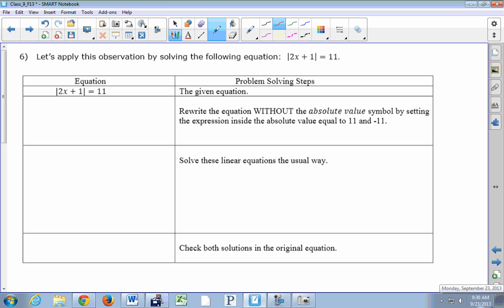I always call this the stuff, like we're stuffing a turkey. Okay, the stuff inside could be a positive 11, or the stuff inside could be a negative 11. And it doesn't matter, because the absolute value of positive 11 and negative 11 is 11. So you take the stuff inside. There's your stuff, right? Here's your stuff. So you write two equations with your stuff.